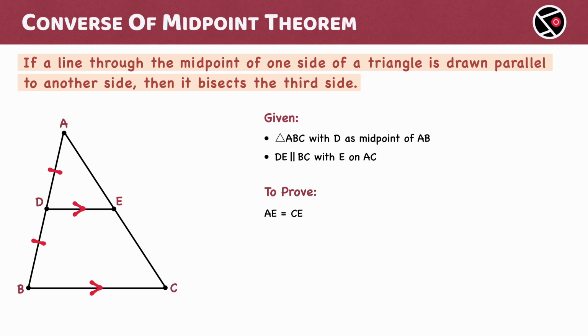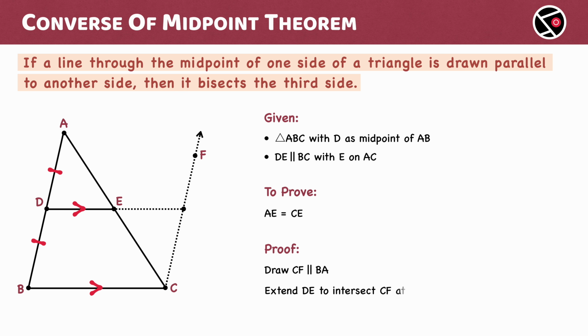Now let's move to the proof. First, draw CF parallel to BA. We have CF parallel to BA. Next, we extend DE to intersect CF at G.